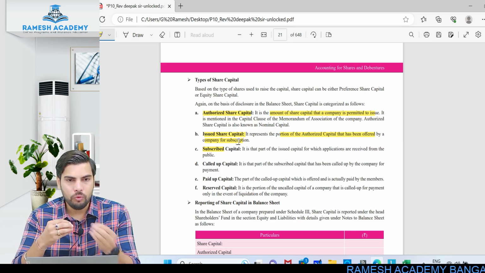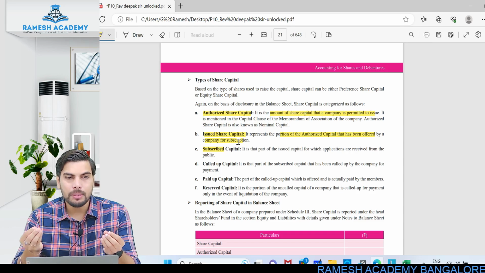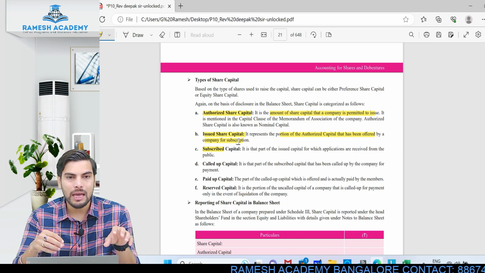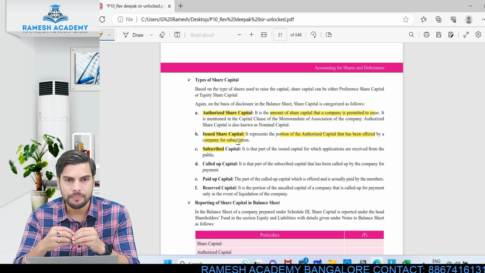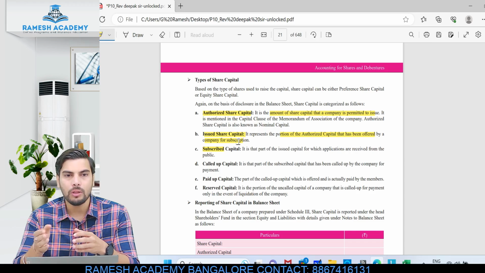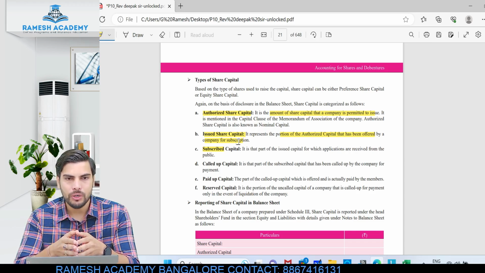I am issuing 4 lakh shares, but public are willing to subscribe more than this. Public are ready to subscribe for 5 lakh shares. So this would be treated as what? This scenario will be treated as over subscription. Clear? So in case of oversubscription, what are we supposed to do? How are we going to deal with this particular situation? All these things will be dealt in this particular chapter.